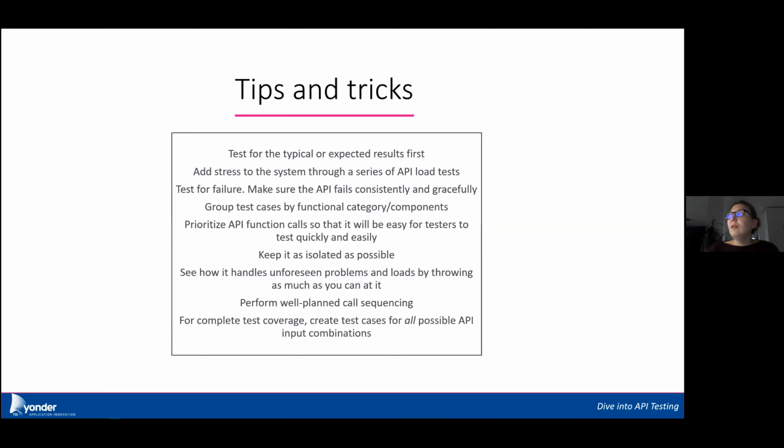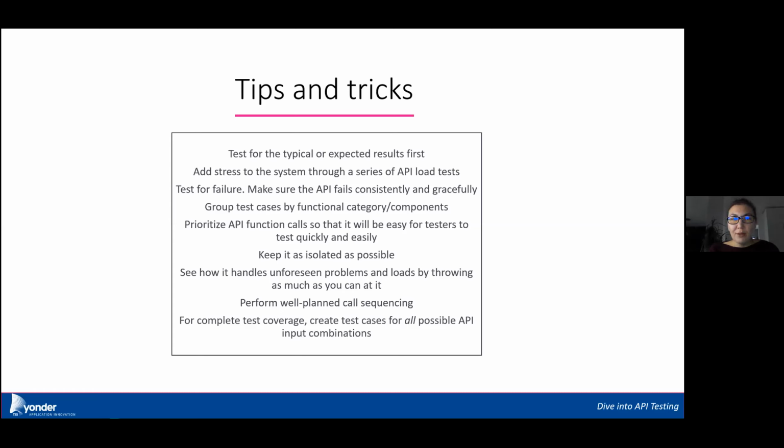And once you're going to test for the core failures, focus on testing for the core failures only on the API part, making sure that your API fails consistently and gracefully. Structure your tests in such a way that the structure is based on components or functional areas and are not distributed in different zones.